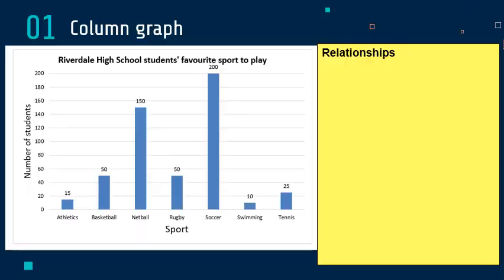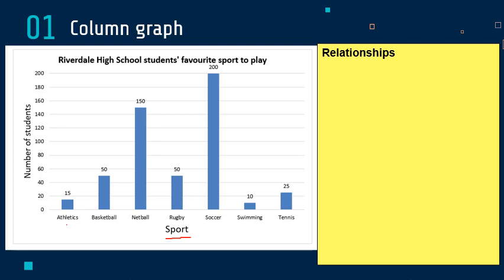So here I've got the title, which is Riverdale High students' favorite sport to play. So they've chosen one sport, and I can see the sports are listed as categorical data on the x-axis. So they're the categories. On the y-axis, I've got the number of students, and the scale is going up by 20s. So 0, 20, 40, 60, and so on.